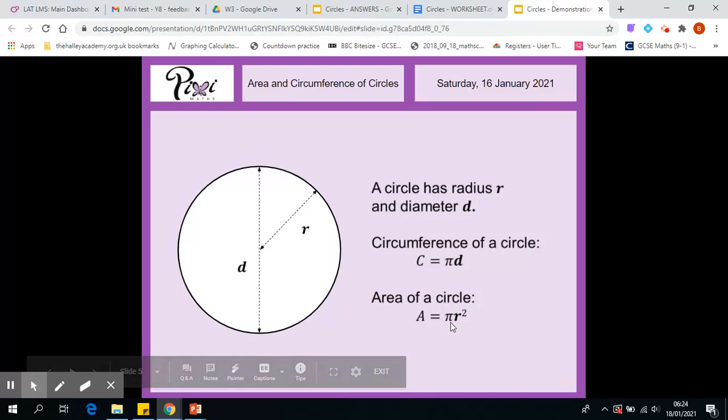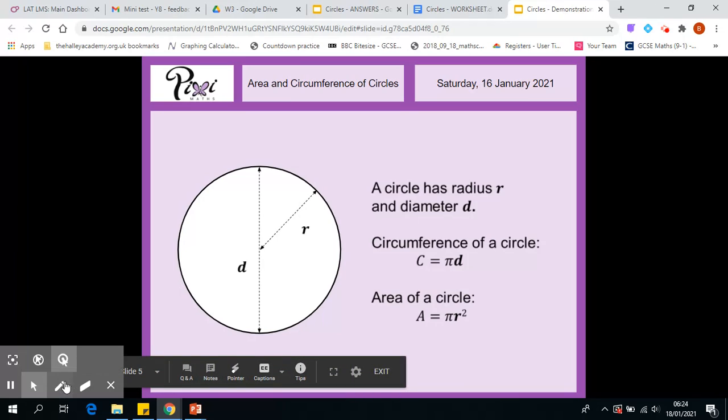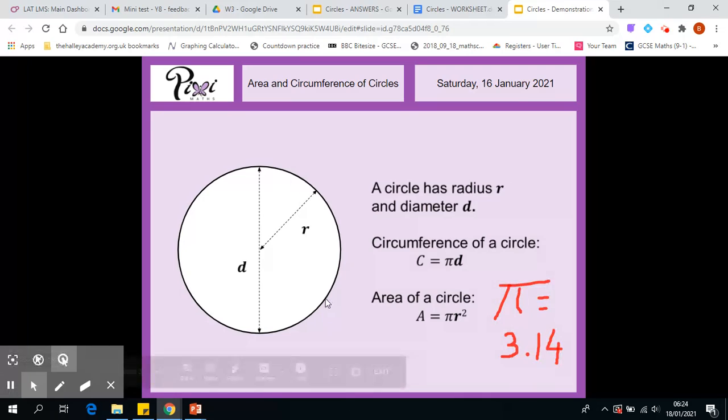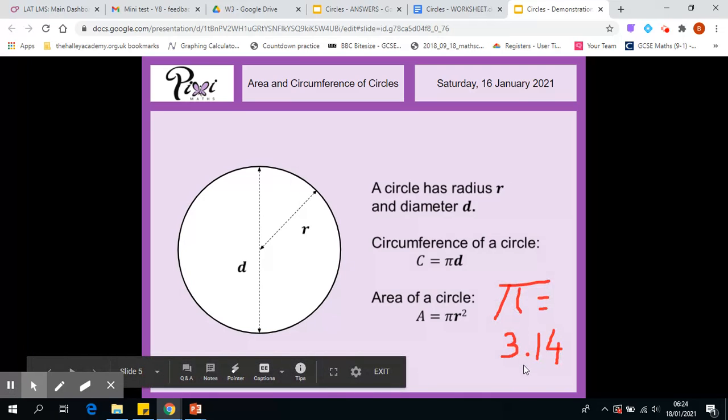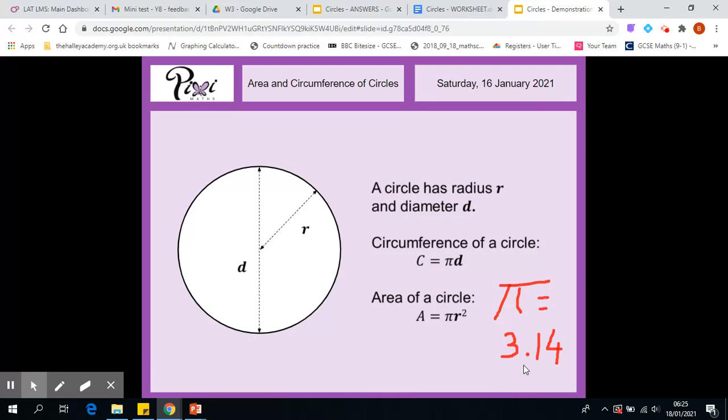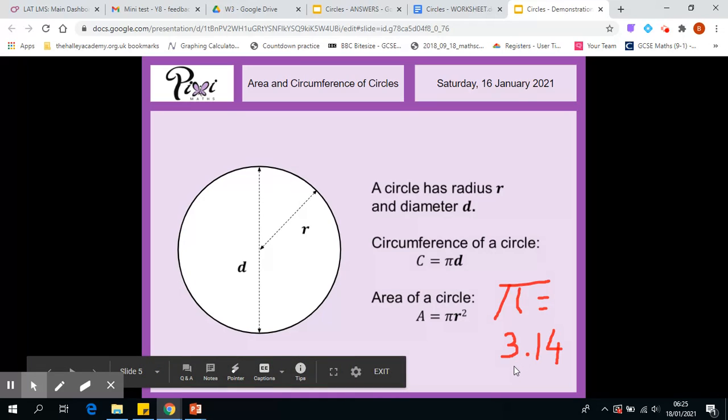Notice the square only applies to the radius. If you don't have a pi button on your calculator, please use pi as 3.14. Using pi as 3.14 helps us to approximate the value, and it wouldn't change the answers as they are either rounded to 3 significant figures or 2 decimal places.